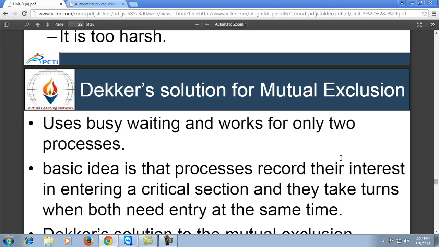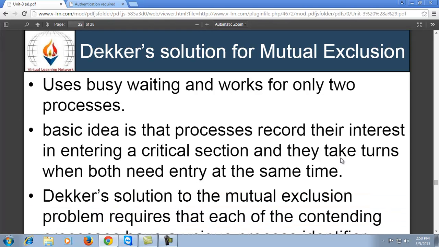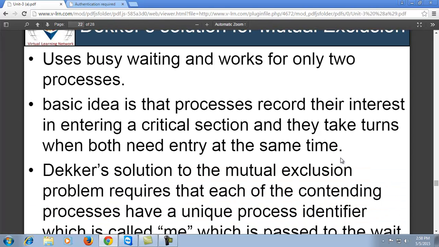Next is Dekker's solution for mutual exclusion. It uses busy waiting and works for only two processes. The basic idea is that the processes record their interest in entering a critical section, and they take turns when both need entry at the same time. When two or more systems want to enter the critical section, they have to wait for their turn and then enter.